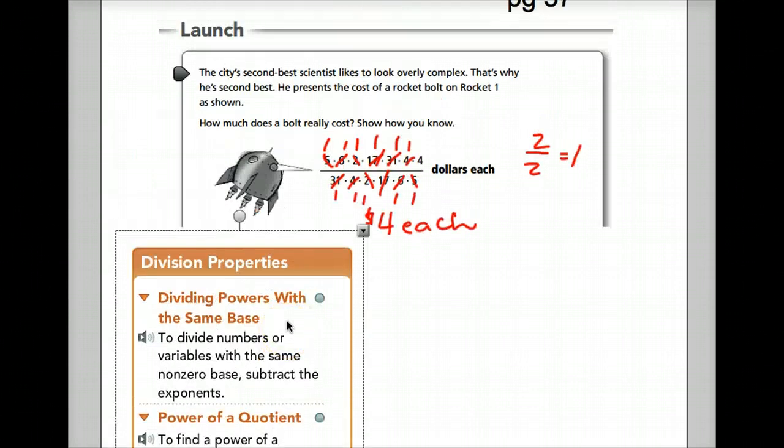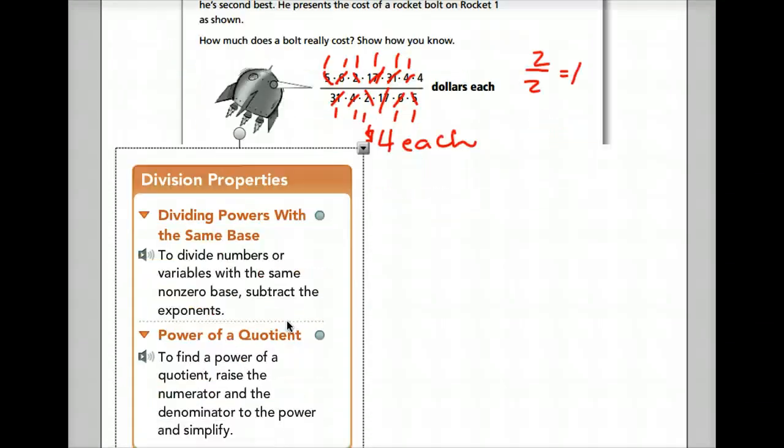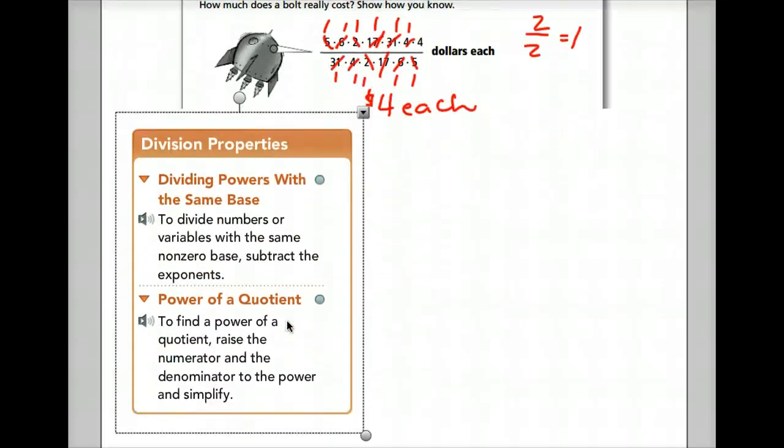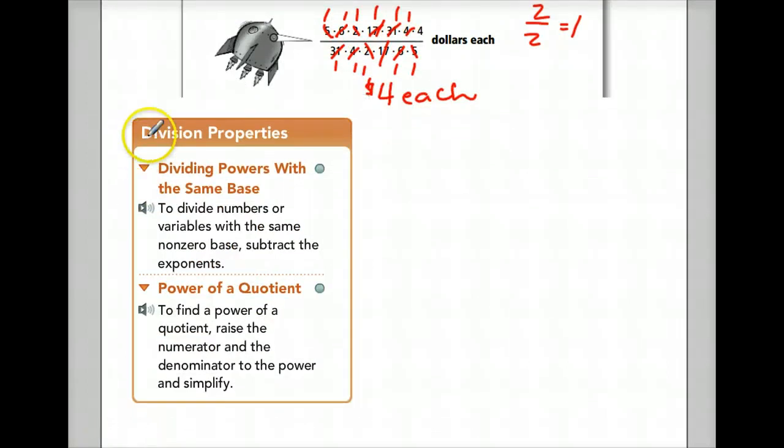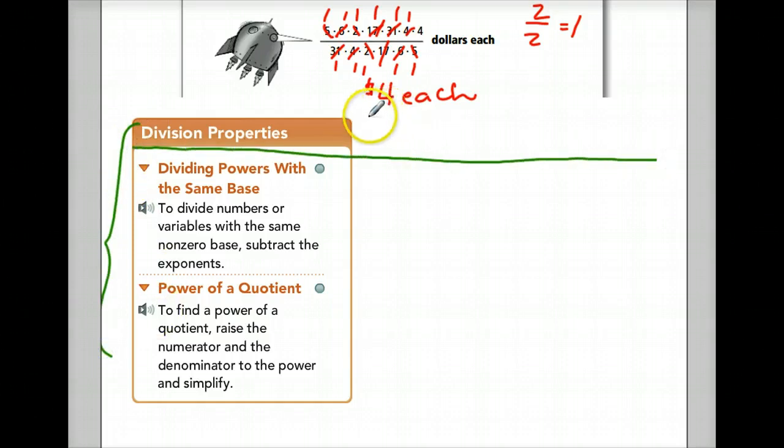Okay, take a moment now and write division properties right underneath your launch. Pause me here, and then we'll talk about them. So pause here. And you should have all of these division properties written out. And again, just like multiplication properties, we're going to make a T-chart. I'm going to give you an example over here, and here's your definition.